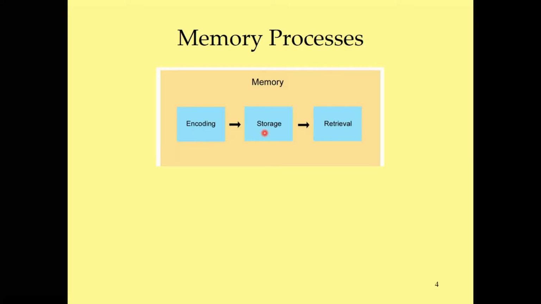The third part of the process is retrieval, and that is activating the proper neural network in order to retrieve the information that has been stored. Notice this is a sequential process. In other words, it has to happen in that order for it to occur.